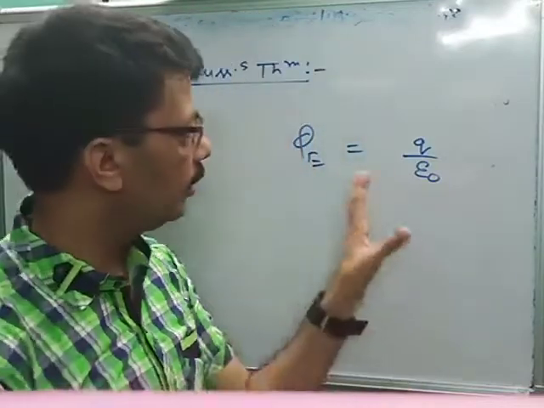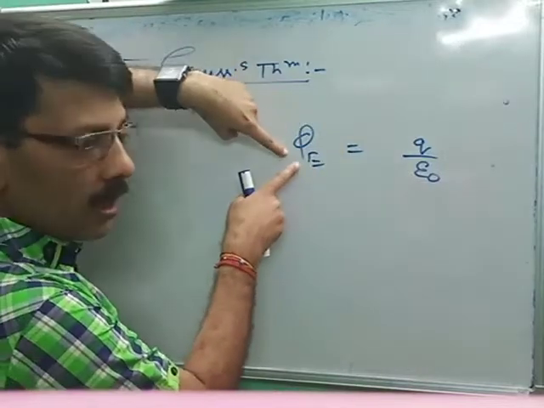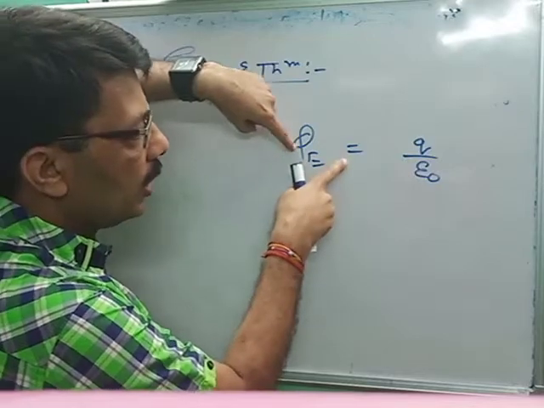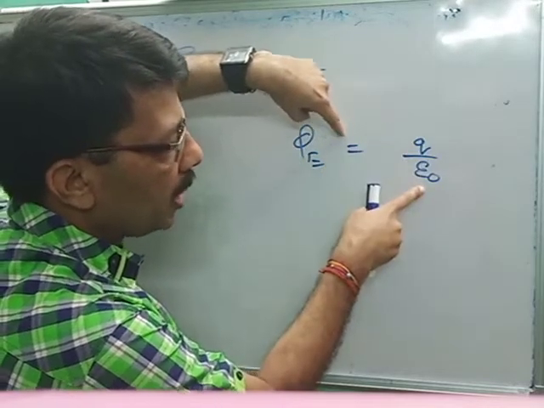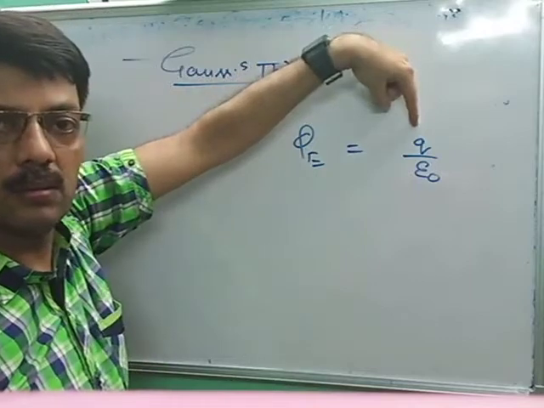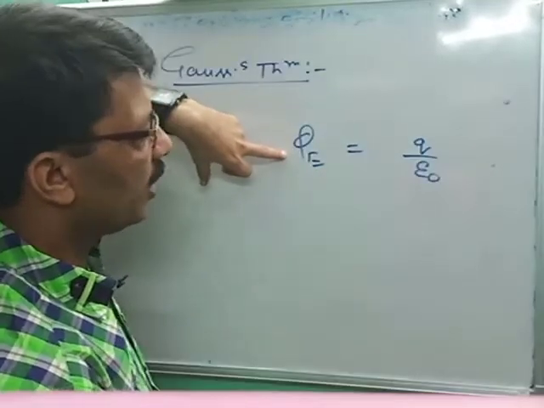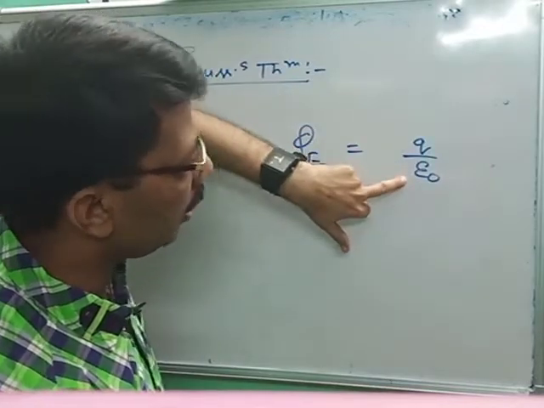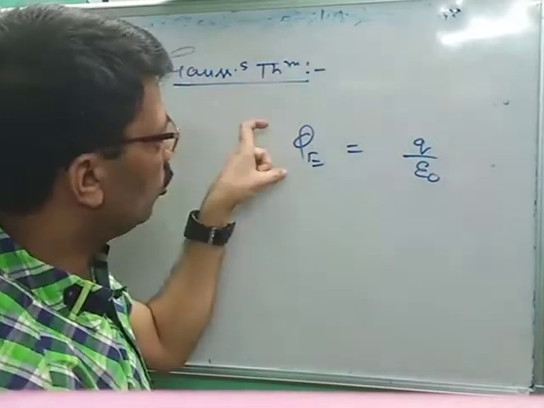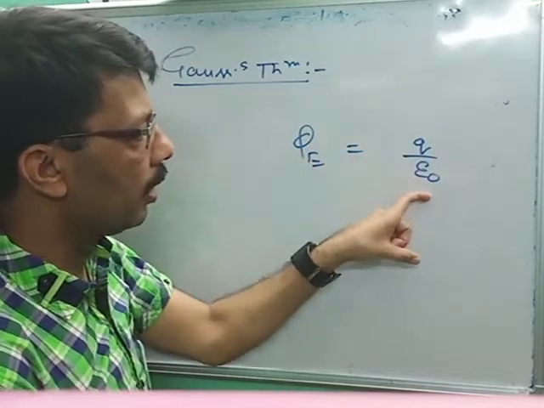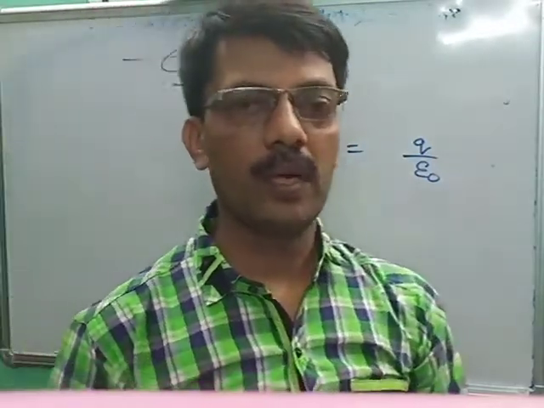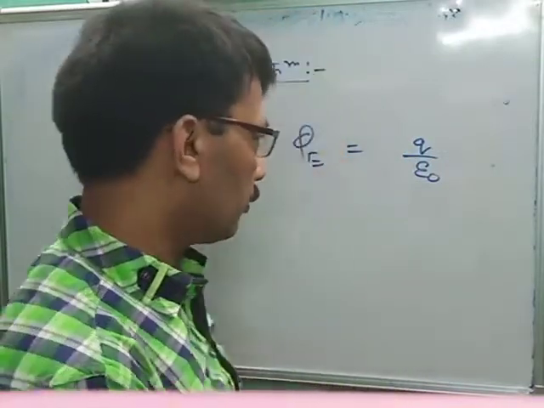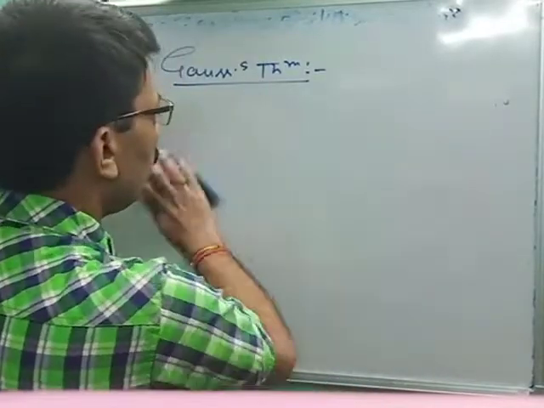Now how can it be defined? Directly we can take the answer. The total flux passing through any closed surface is equal to 1 upon epsilon naught times the total charge. That is phi E equal to q upon epsilon naught. Okay. Now, how can we prove the Gauss theorem?